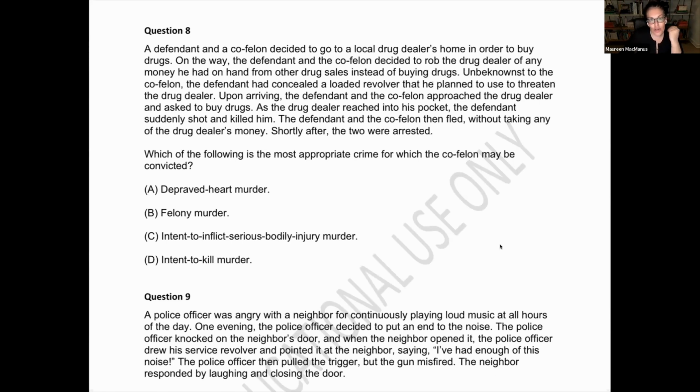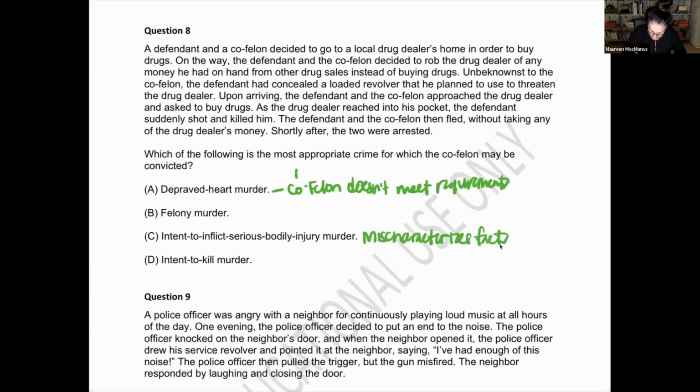It's not depraved heart murder because this is just felony murder. The co-felon can't be convicted of depraved heart murder because he didn't consciously disregard a substantial and unjustifiable risk to human life. So the co-felon doesn't meet the requirement. Felony murder, yes. Intent to inflict serious bodily injury murder, not true. The co-felon just intended to do the robbery. So this mischaracterizes the facts.